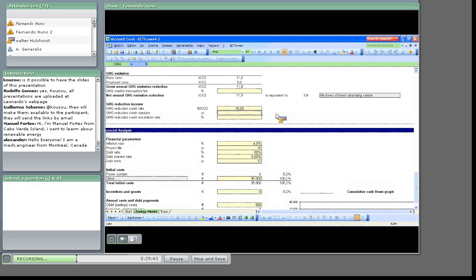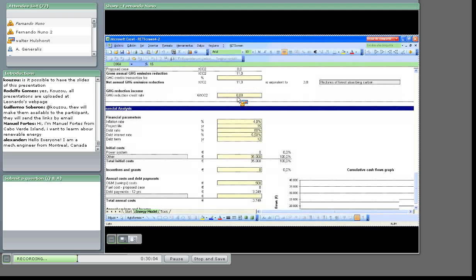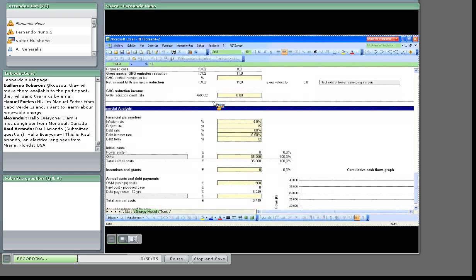Then in this case you should also introduce your duration, let's say the amount of years for the project, 15, and then the reduction credit escalation rate. So in this case you choose a number. We will choose 0. In this case we are in UK. Well, you could participate in the voluntary carbon emission market, which is much cheaper but growing.